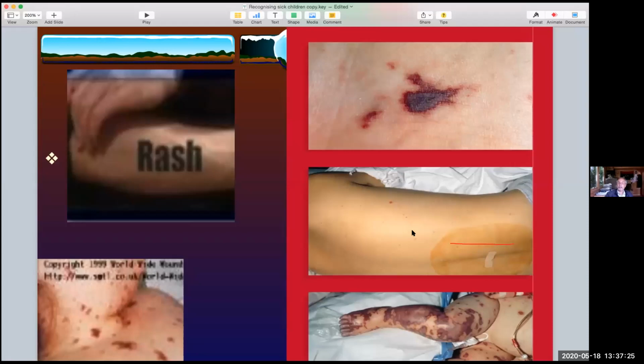And the most important thing is to educate parents to recognize this type of rash. If you educate them, then they will recognize it and bring the children in the early stages, not at this stage when they have a lot of morbidity. If they survive, they will have a lot of morbidity. They may lose limbs. They will have other issues as well. So make sure you are familiar with it.